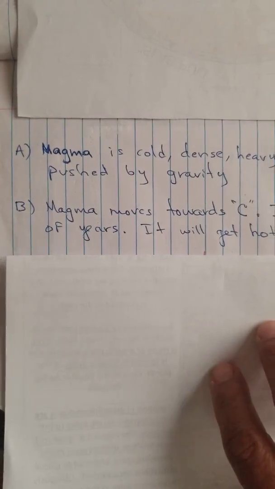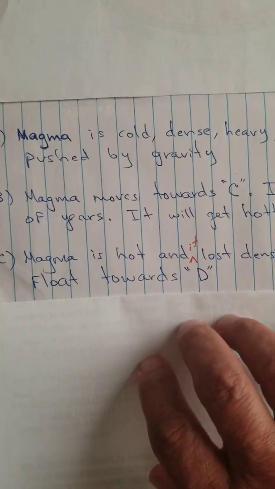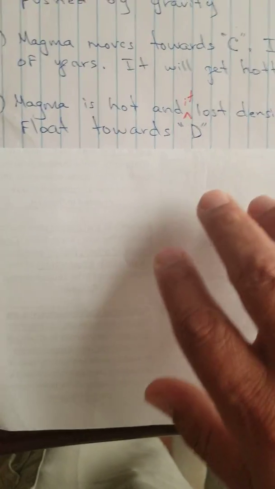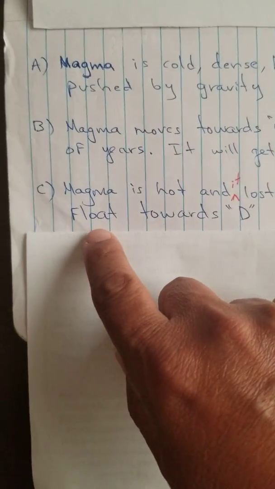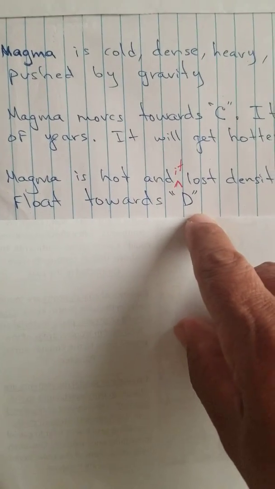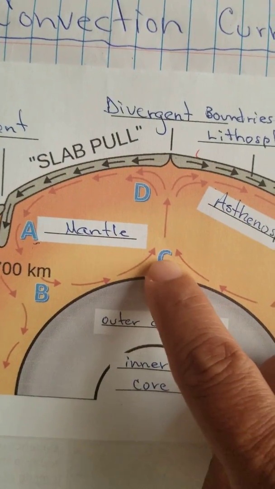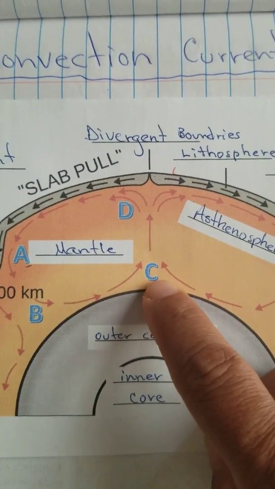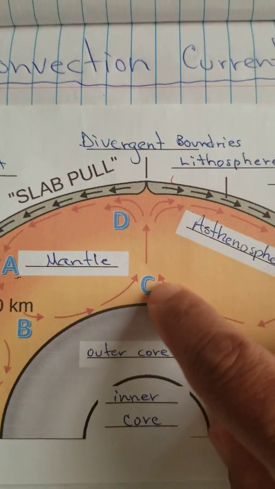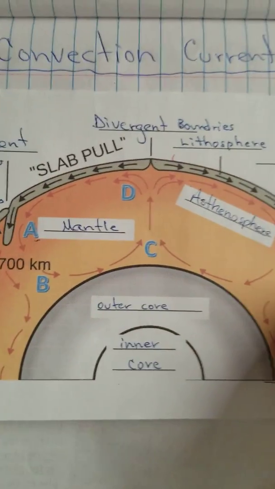Right? Let's take a look at point C. In point C, we have magma is hot, and it lost density. So it will be floating towards point D, or letter D, again. So that is exactly what's happening here at point C. By this time, magma is already very hot, right? So physics is going to do its thing, which is going to allow this magma to start floating again. Remember, all this process takes millions of years.